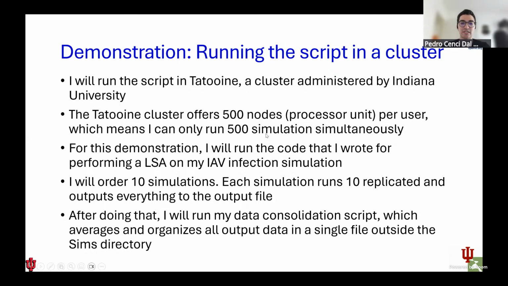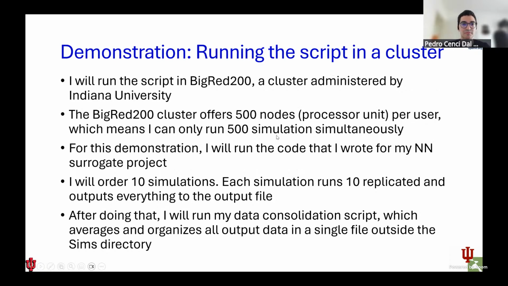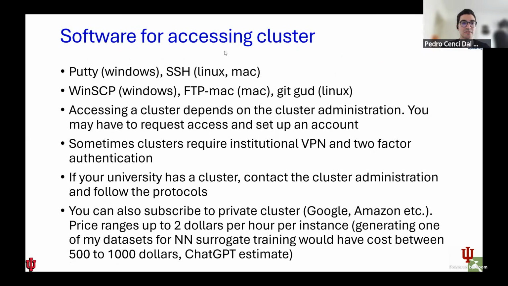And then after doing that, I will run my data consolidation script, which calculates averages and organizes all the output. This is the same, but for Big Red 200. Big Red 200 is in maintenance, so that's why I'm doing this in Tatooine.